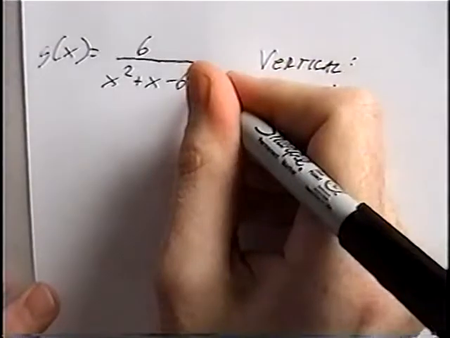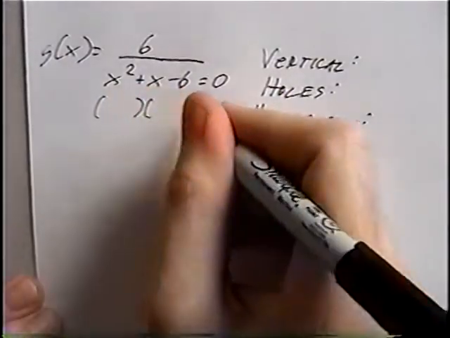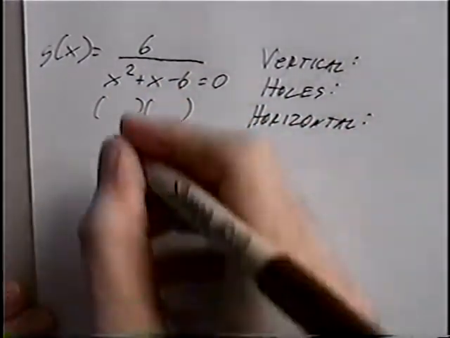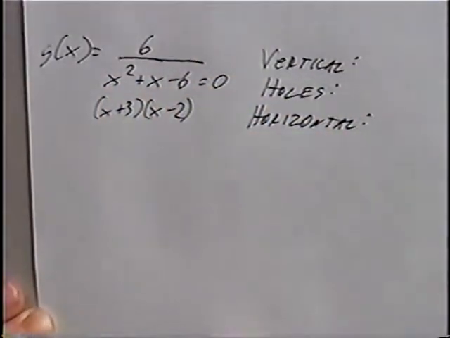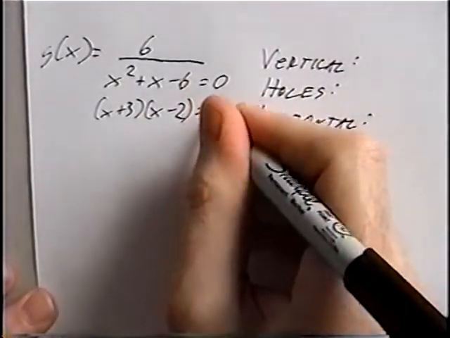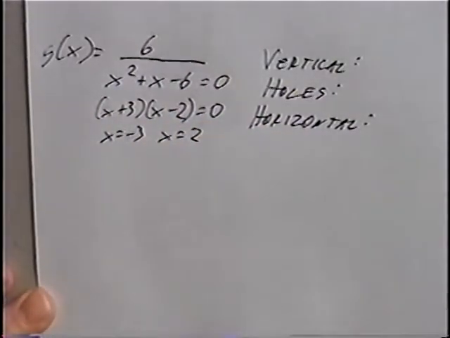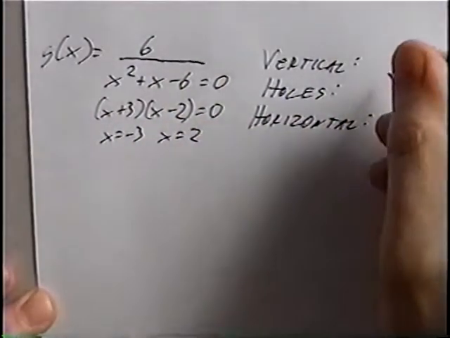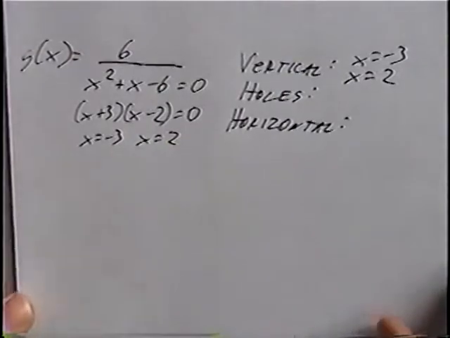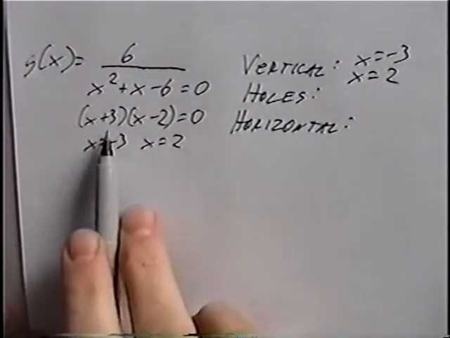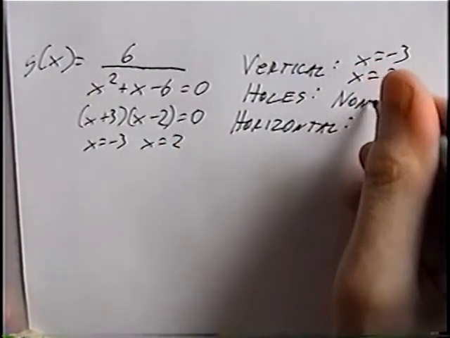First step again, the denominator you set equal to 0. This one we can factor. This factors to x plus 3 and x minus 2. If you set that equal to 0, you'll have x equals negative 3 and x equals positive 2. These will both be our vertical asymptotes. X equals negative 3 and x equals 2. The holes again, you have to have the same factor in the numerator and denominator, which we don't, so there are no holes.